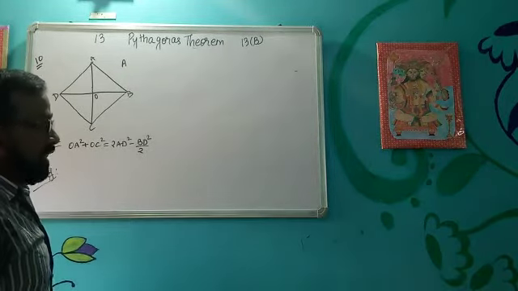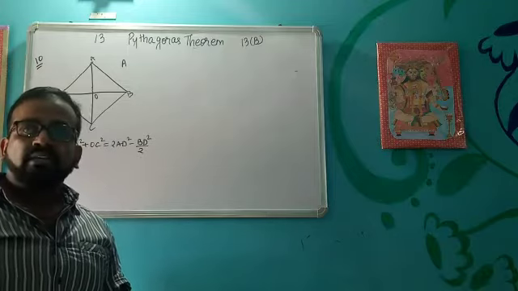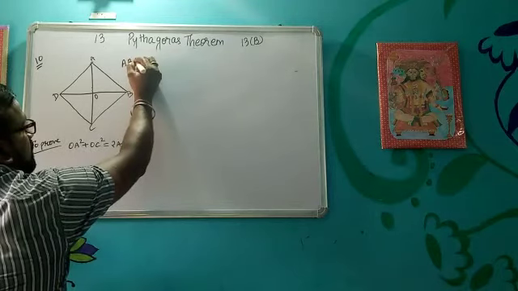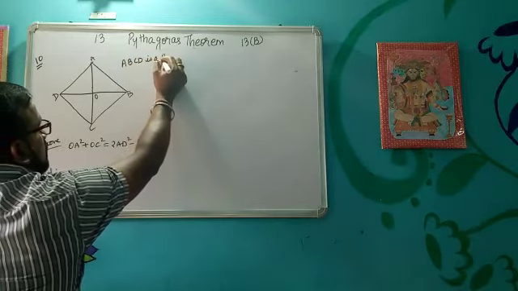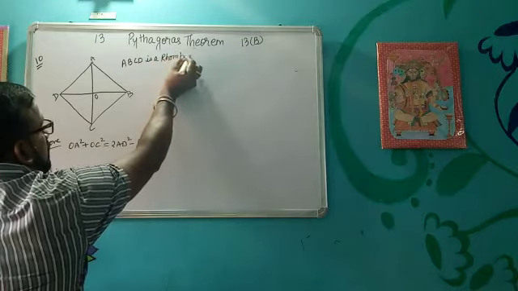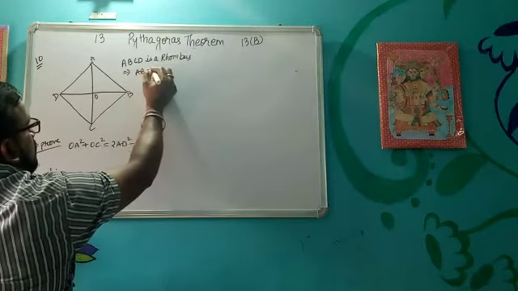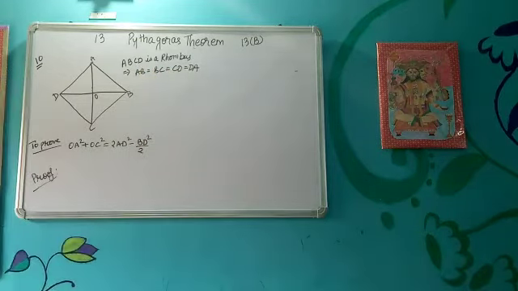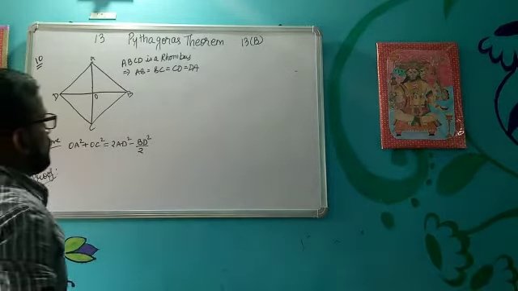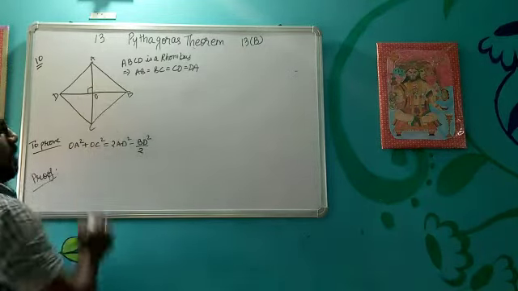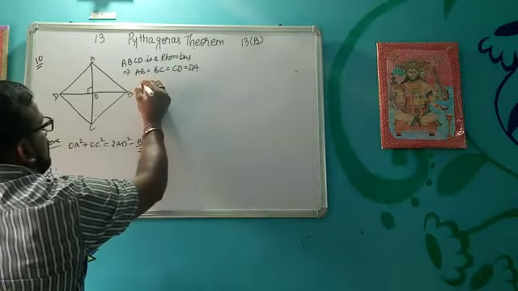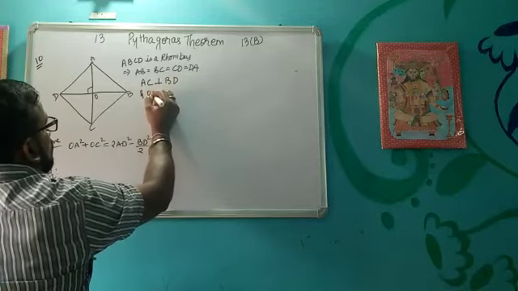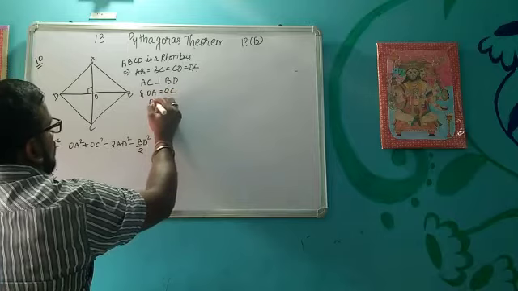Okay, so let's discuss this 10th question. Diagonals of rhombus ABCD. So ABCD is a rhombus. It is given. So that means all the sides will be equal to each other. What else do we know about the rhombus? In case of the rhombus, diagonals are the perpendicular bisectors. That is, AC is perpendicular to BD and OA equal to OC and OB equal to OD.